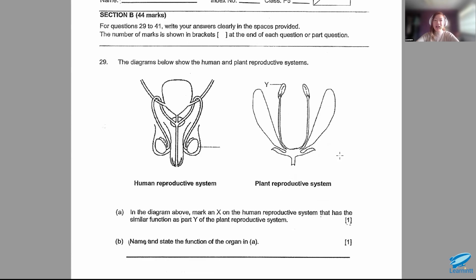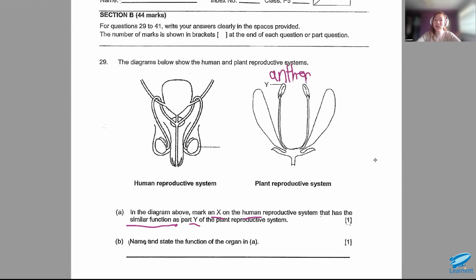Question 29. The diagrams below show the human and plant reproductive systems. At one look, we know these are both the male parts. Question. In the diagram above, mark an X on the human reproductive system that has the similar function as part Y of the plant reproductive system. Step 1. Identify Y. It is the anther.